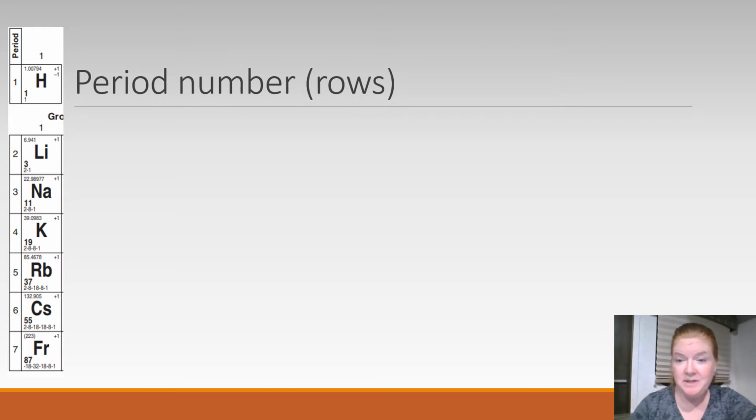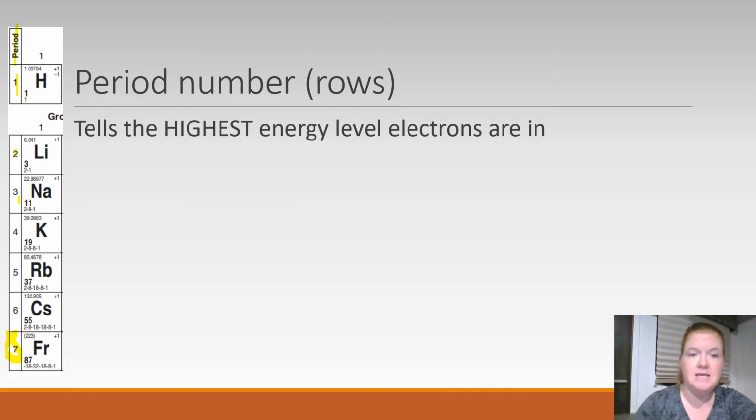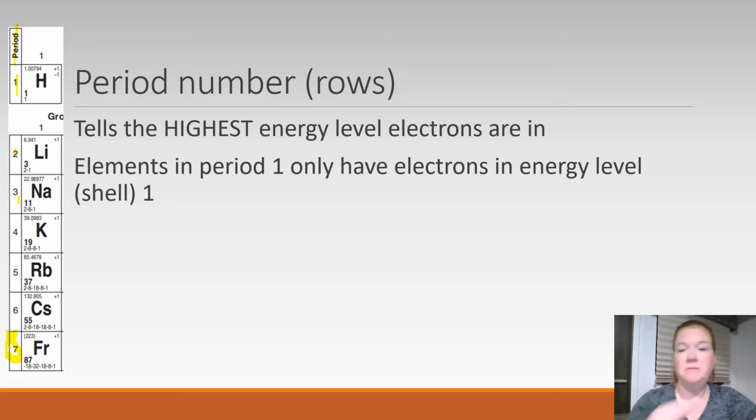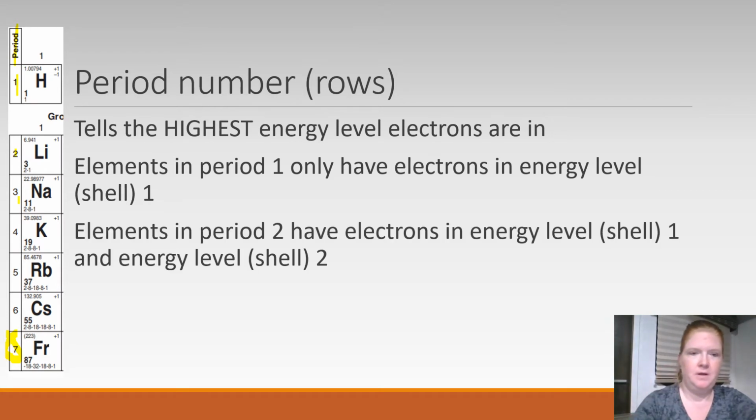All right, so what does the periodic table tell us? Let's talk about the period number first. That's the rows. So look right here. You see period, and then you see 1, 2, 3, all the way down to 7. What does that tell us? It tells us the highest energy level that the electrons are in. So elements in period 1, starting with hydrogen, only have electrons in energy level or shell 1. Elements in period 2 have electrons in energy level or shell 1 and energy level 2.